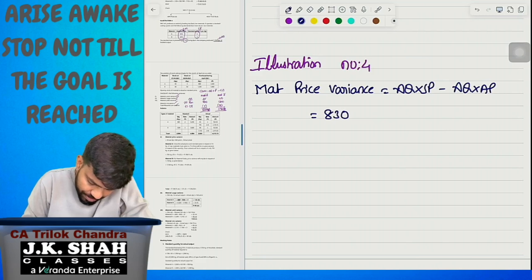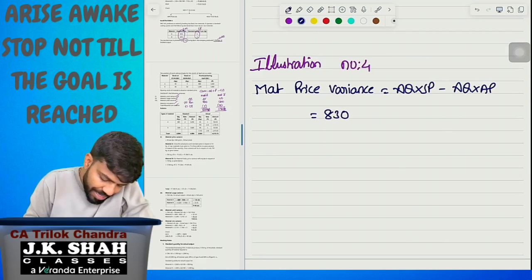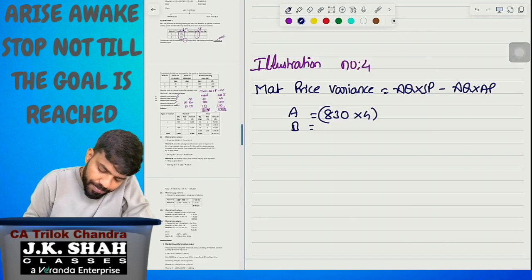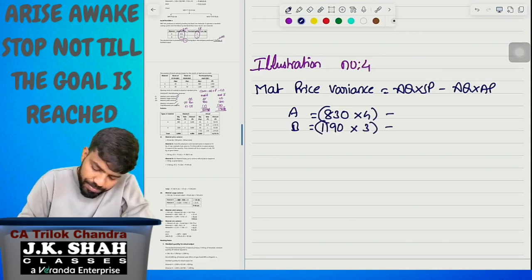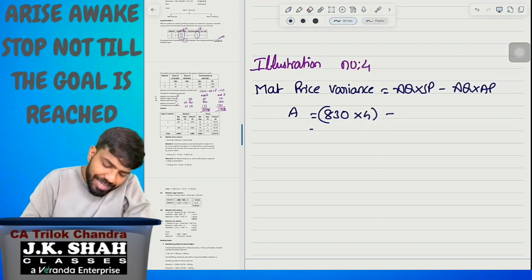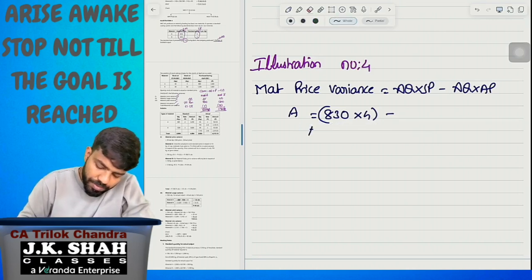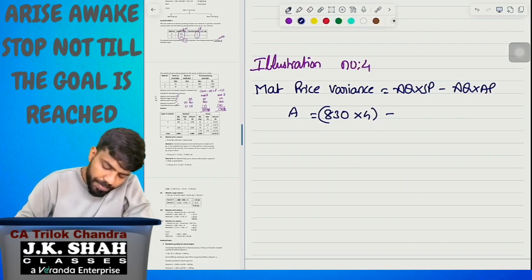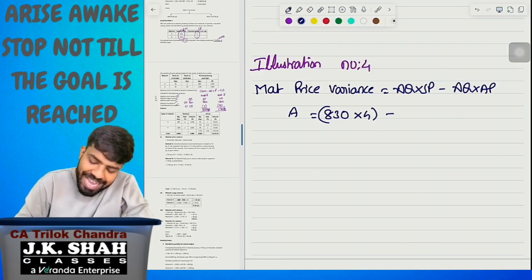830 kgs into, first we'll do it for material A. 830 kgs into, what is the standard price? Standard price is 4 rupees. B. What is the actual quantity consumed? 1190 kgs into, what is the standard price? 3. Okay, minus. First we'll do it for A, then we'll do it for B. 830 kgs into 4 minus actual quantity.